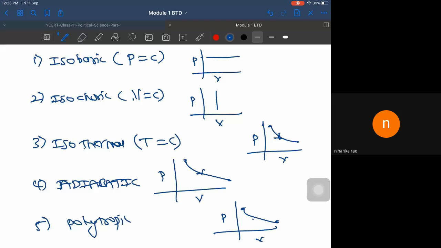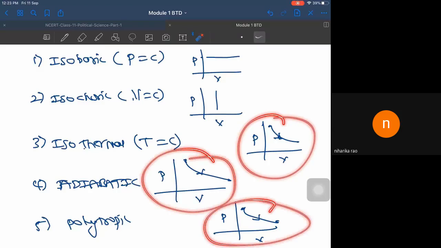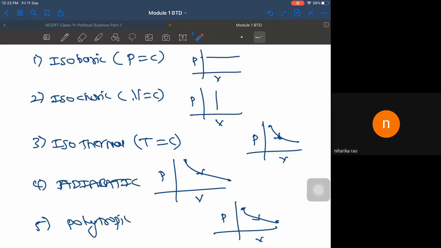So I have clearly stated what an isobaric process, an isochoric process, and an isothermal process are, where the pressure, volume, and temperature respectively remain constant. But for an adiabatic process, there is something else which remains constant, and we will discuss how in the next class, and the polytropic process also. The isothermal, adiabatic, and polytropic processes all resemble each other in the PV diagram, but they are identified by a specific distinction. What is that distinction? We will understand it in the next class.